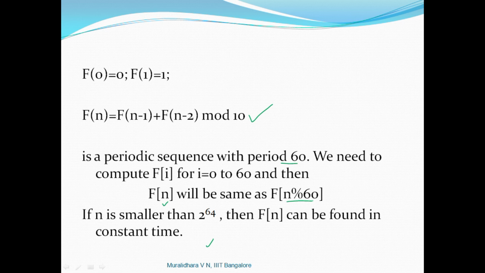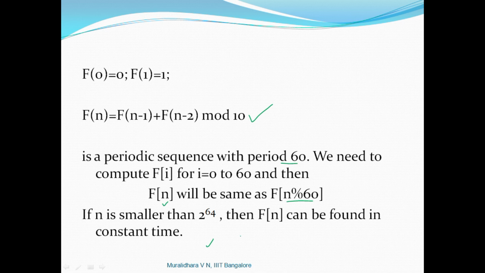If you want the value of f of 70, you take modulo 60, and what you get is 10. So f of 70 will be the same as f of 10. Similarly, if you want the value of f of 100, then 100 modulo 60 is 40, so f of 100 will be the same as f of 40. If you just keep track of the first 60 values, then for any larger n, all you need to do is compute f of n mod 60.